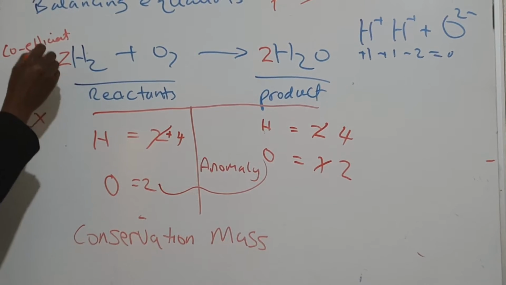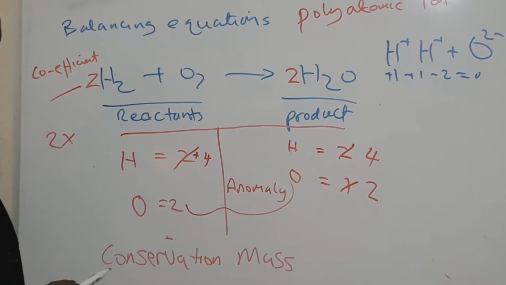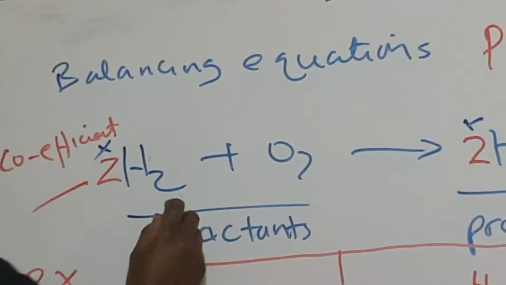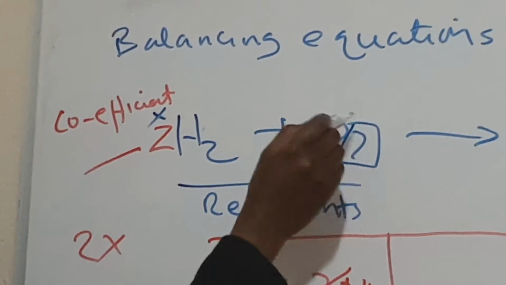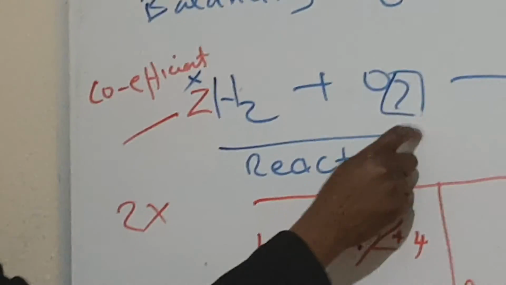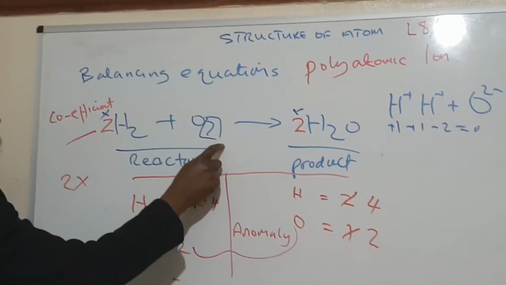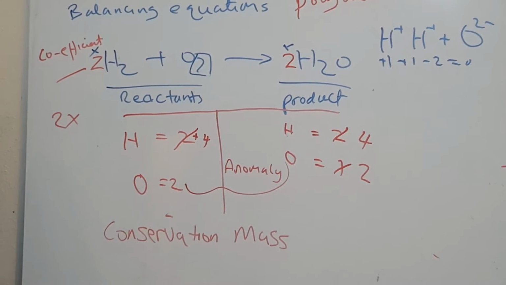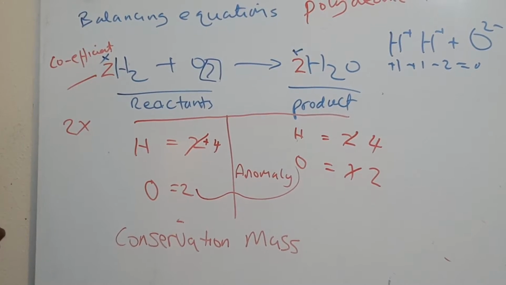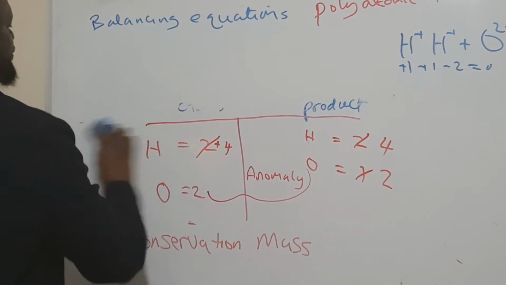We only change the coefficients. We don't change these numbers, we don't change this one, because this is one molecule of oxygen, two oxygen atoms combined by a covalent bond. So we don't change that. We change only the coefficients. This is one example of balancing an equation.